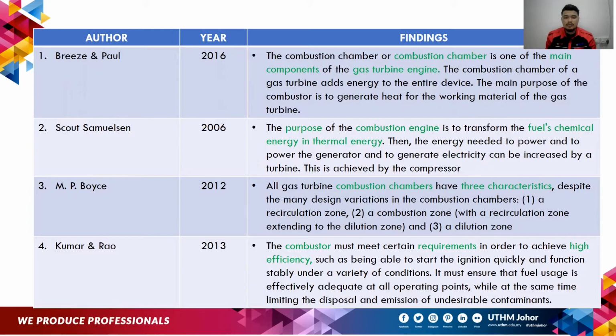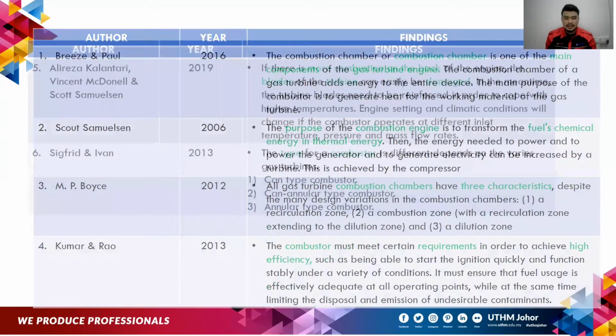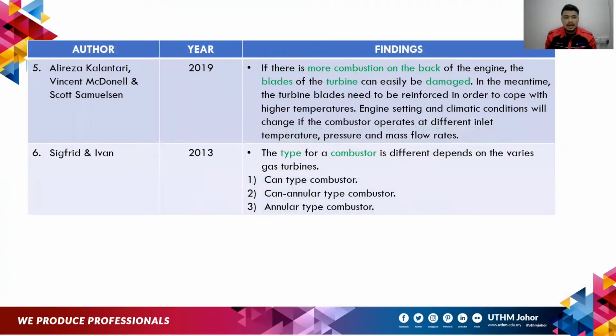Kumar and Rao say the combustor must meet certain requirements in order to achieve a high efficiency. Ali Kalantari says that if more combustion happens at the back of the engine, the blades of the turbine can easily be damaged. Okay. Siegfried and Evans say that there are three types of combustor. First is the can type combustor, second is the can annular type combustor, and third is the annular type combustor, which is my combustor.